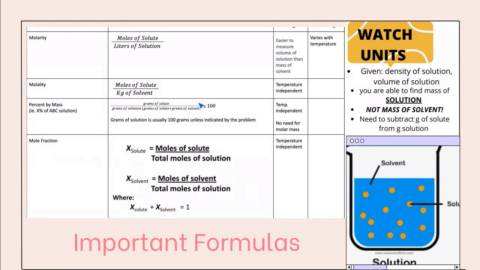But remember that molality is over kilograms of solvent, not solution. So what you need to do is subtract the grams of solute from the grams of solution. And that makes sense conceptually, because if you look at this diagram down here, the solution is made up of the solvent and the solute. So it makes sense that subtracting the grams of solute from the grams of solution, after you found the mass of solution, is how you get the mass of solvent. Okay.